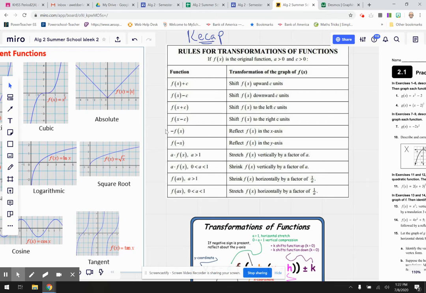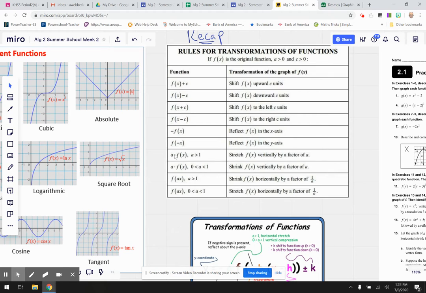Multiplying by a negative in front of the function, so the whole function is multiplied by the negative, that's a reflection in the x-axis. And if you're just putting a negative next to the x, not any other numbers, then it's a reflection in the y-axis.